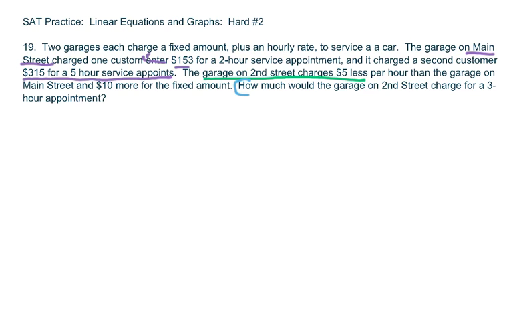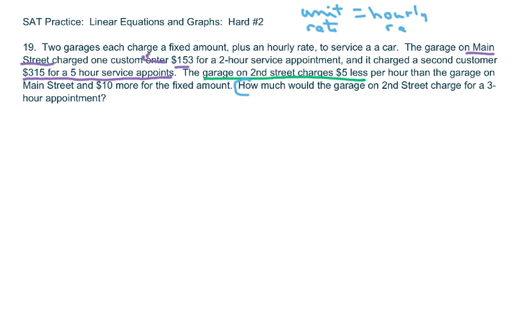So basically, let's look at this. You have to take a few seconds to plan a route to the desired quantity. For example, before you can determine the amount that the garage on 2nd Street would charge, you'll need to find the hourly rate and the fixed amount charged by the garage on Main Street. So we have to think about the aspect of the linear equations. In a real-world scenario, a unit rate, which here is the hourly rate, equals the hourly rate. These are both rates.